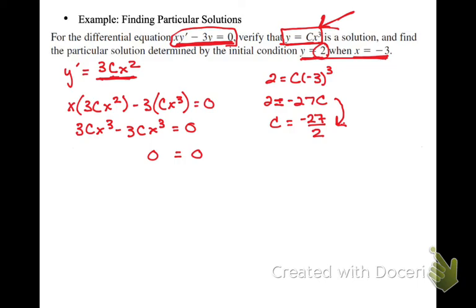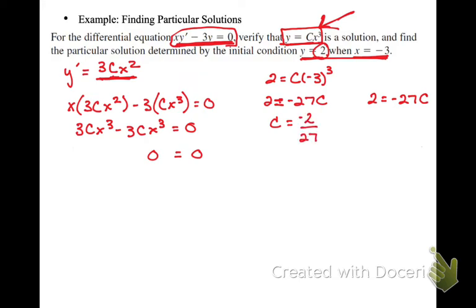Come on, guys. If you're trying to get 2 equals negative 27c, how do you solve for c? You have to divide by negative 27. What did I do? I divided by 2. That was really tough. It's just, it's Monday. Okay. So I should have had negative 2 over 27.